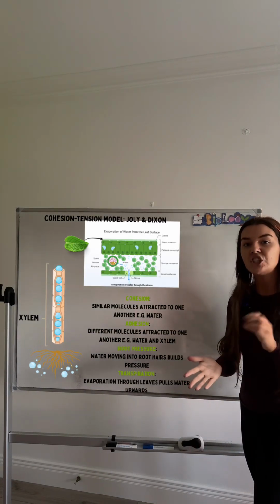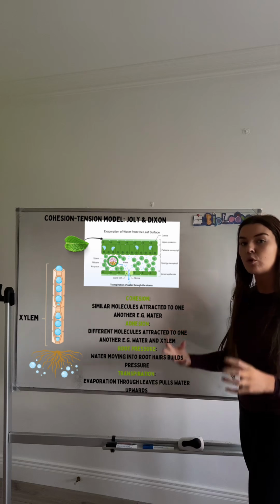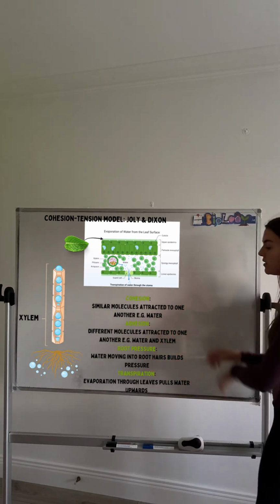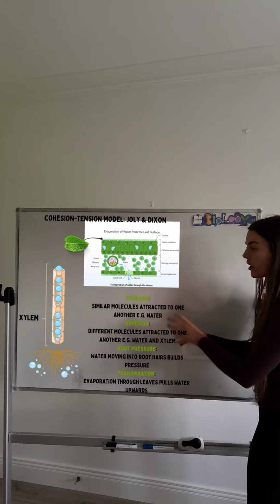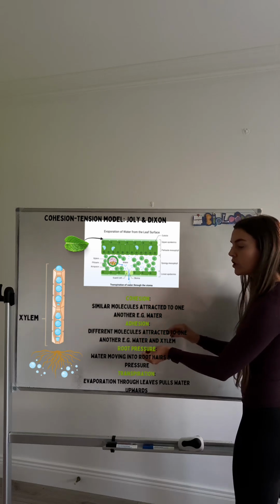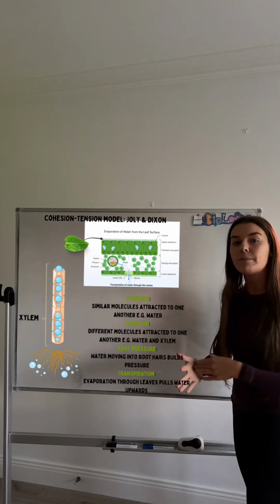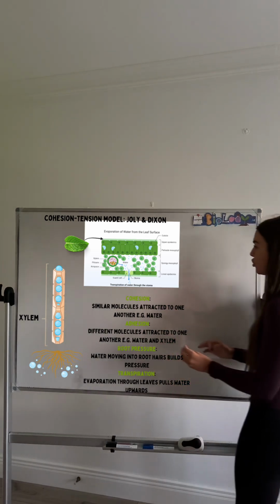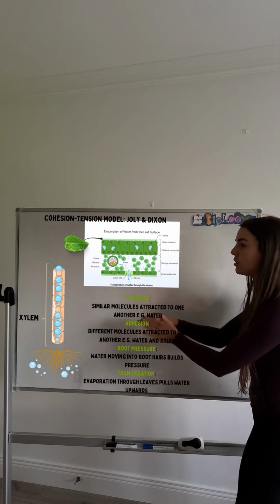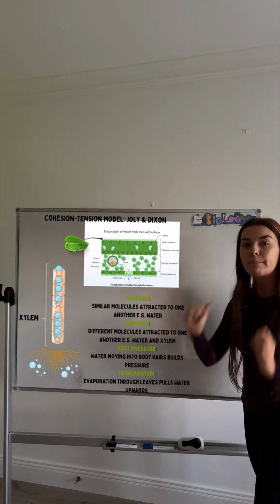The last thing I want to talk about in this video is the cohesion tension model, which is the model that describes the upward movement of water in a plant. So what's happening is we have water in the soil and then we have the roots. The soil has high water concentration, the roots have low water concentration. We know osmosis is the movement of water molecules across a selectively permeable membrane from a region of high water concentration to a region of low water concentration. So water is going to move into the roots. And the water molecules moving into the roots is going to build up root pressure.